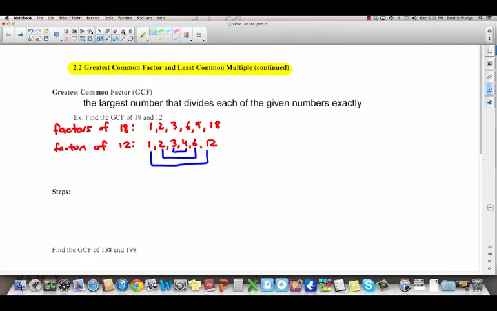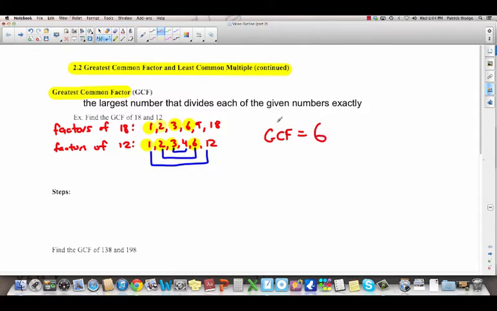Anyway, what are the factors that are in common? Well, they both have 1, they both have 2, they both have 3, they both have 6. That's it. All these highlighted ones are the common factors, but we're looking for the greatest common factor, which means we're looking for the biggest one. The greatest common factor is 6. That's the biggest one they have in common.